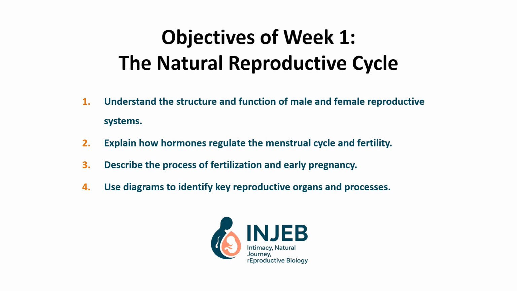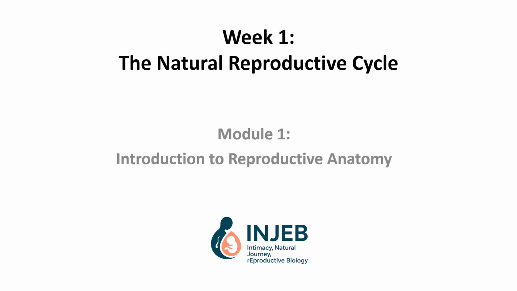At the end of this week, you should be able to understand the structure and function of female and male reproductive systems, explain how hormones regulate the menstrual cycle and fertility, describe the process of fertilization and early pregnancy, and finally use diagrams to identify key reproductive organs and processes.